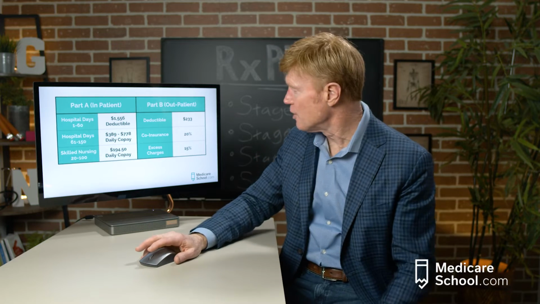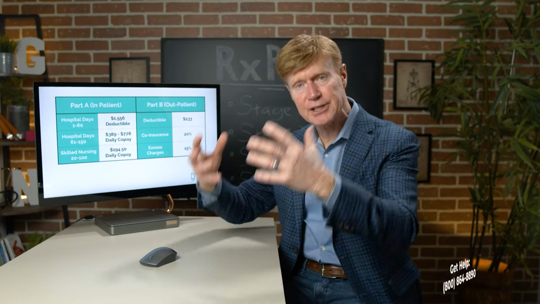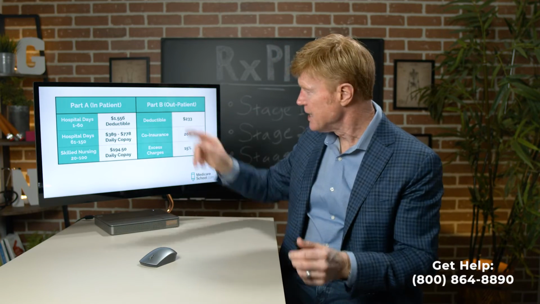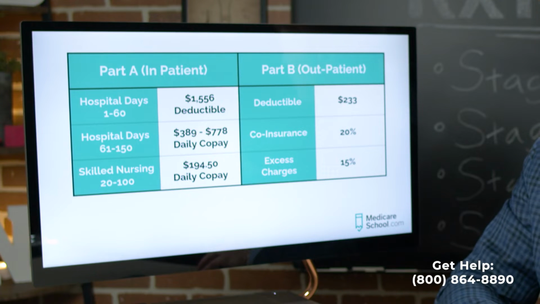Now let's talk about the gaps on B. And again, B is the outpatient side of Medicare and all doctor-related services. So all docs and outpatient is covered through the B system. We have a B deductible in 2022 of $233.